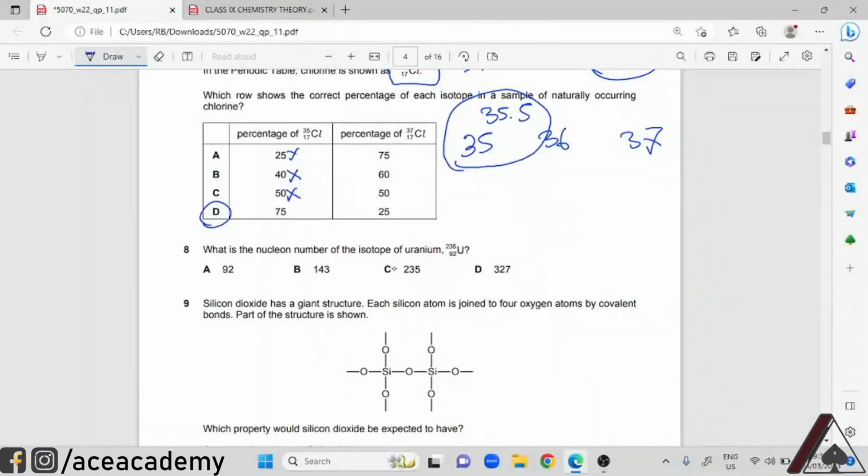What is the nucleon number of the isotope of uranium atom? We know that the nucleon number is the mass number, which is given as 235 in the periodic table. So option C is the correct answer.